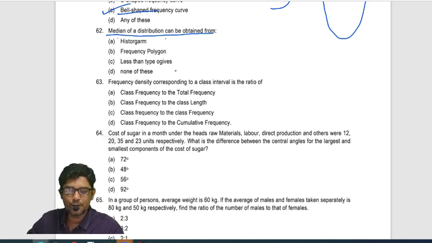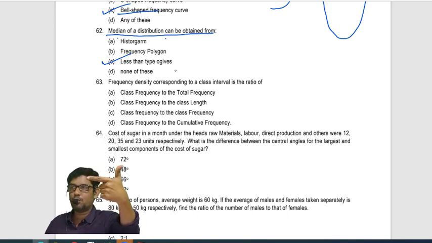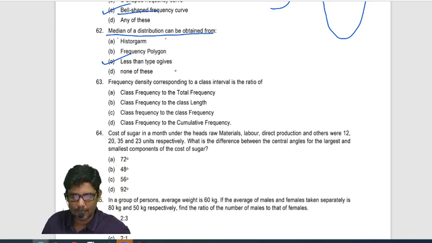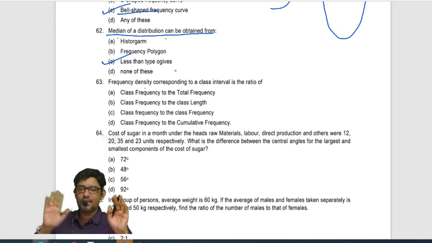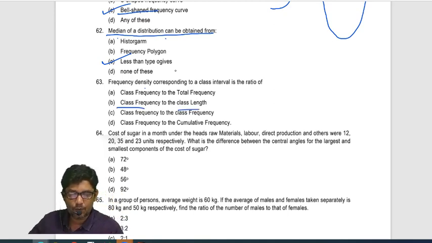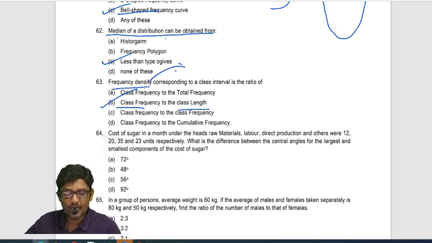Median of a distribution can be obtained from what? Less than type of ogive. See, median is from ogive, mode is from histogram. Now, frequency density. Frequency density is nothing but class frequency to the class length, and frequency density will help us to draw histogram.